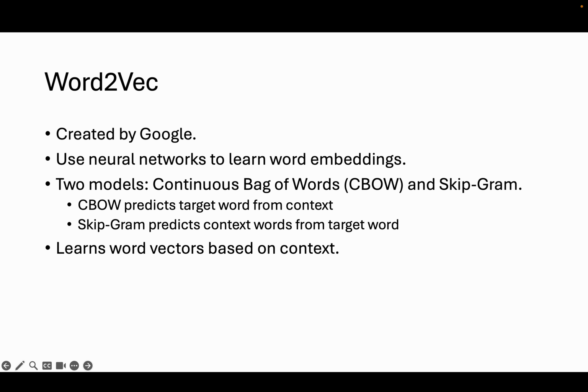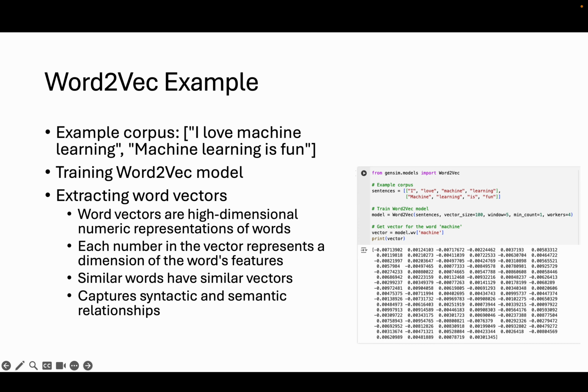Word2Vec, developed by Google, is a popular word embedding technique. It has two models. Continuous bag of words, or CBOW, predicts the current word from a window of surrounding context words, while skip-gram does the reverse. It predicts context words given a target word. So this embedding captures the context or relationship between words effectively.